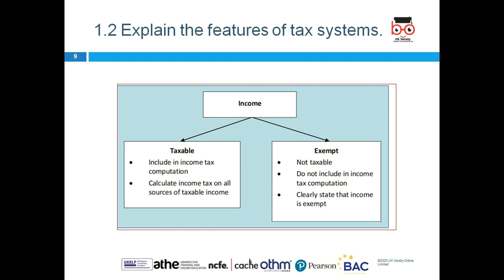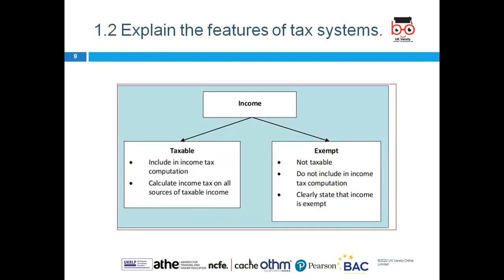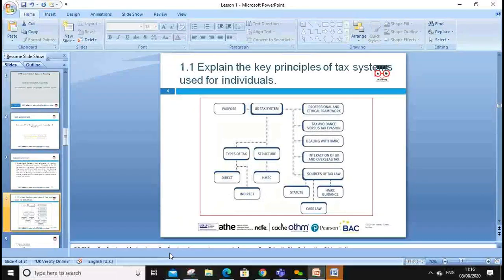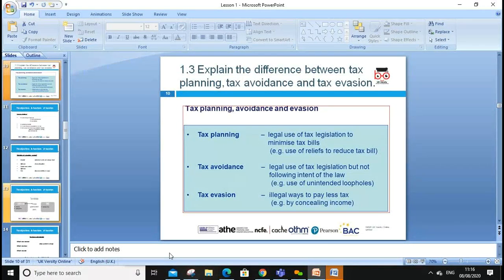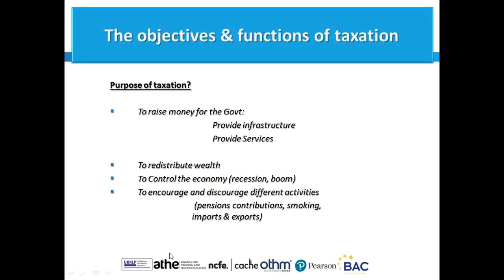Next is to explain the features of the tax system. So income tax: we include the income tax computation and calculate the income tax on all sources of income. Exempt income is not taxed, that's why we need to look around at which income is chargeable or which is not.